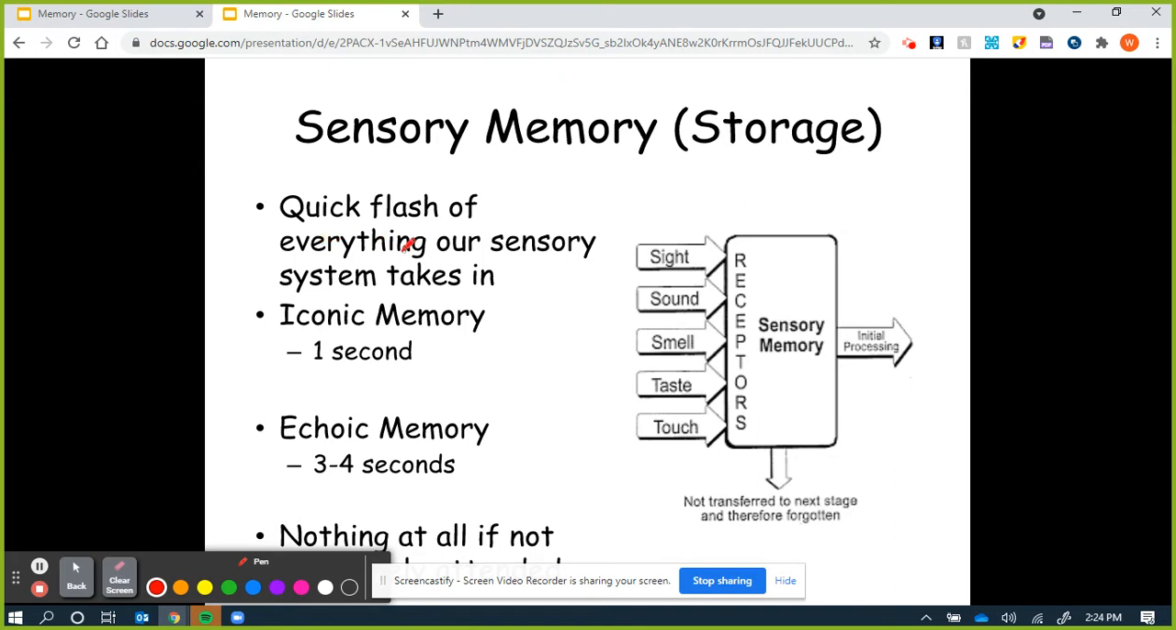A name that I doubt you'd be asked about, but you could be, is George Sperling. He did an experiment. He's the person who discovered sensory memory. Not invented it, discovered it.